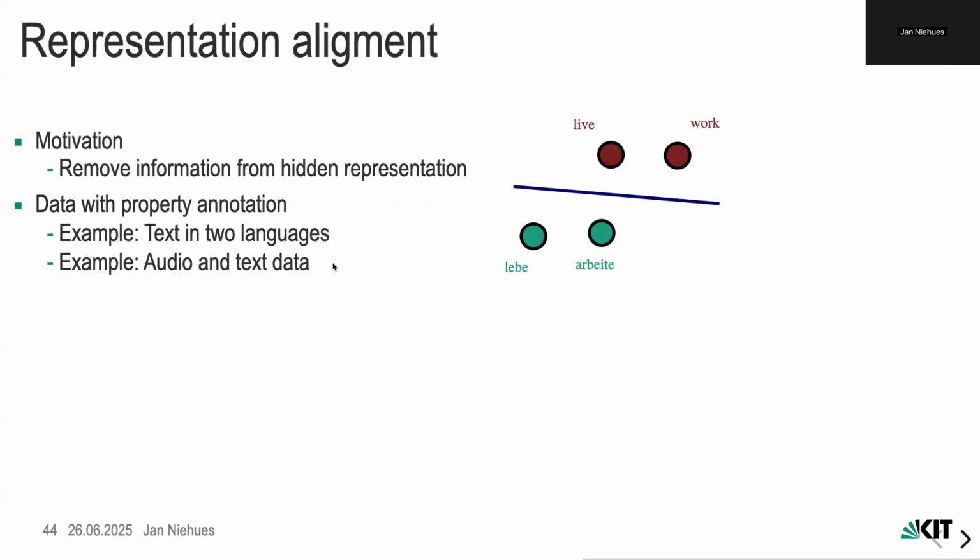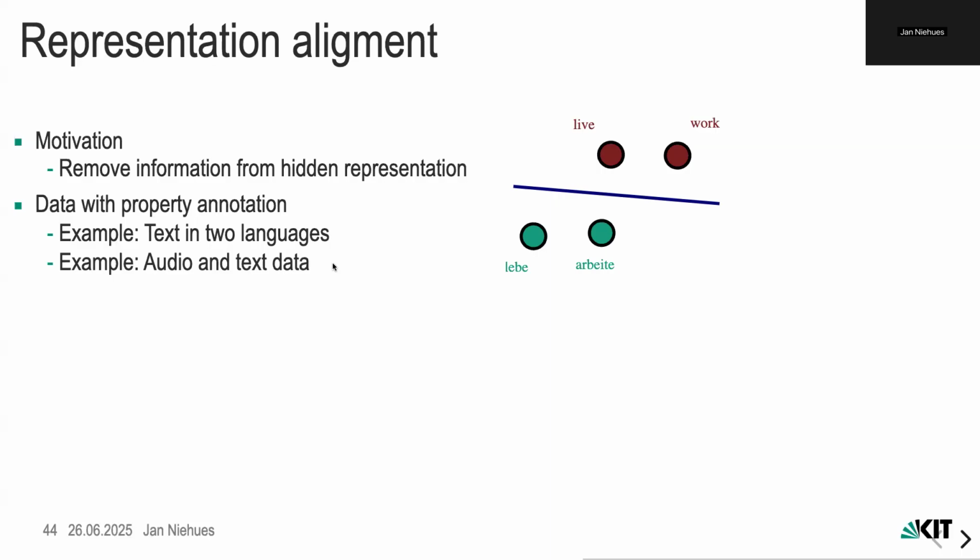So the idea is, can we remove the information that shouldn't be in there? For example, can we remove the information that this is text, this is English, and this is German? Or for audio and text data, can we remove the information that this is audio or this is text?